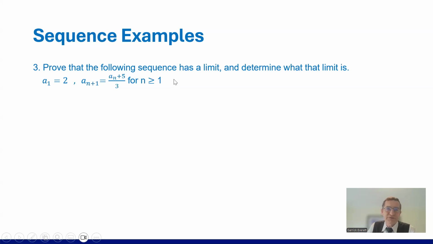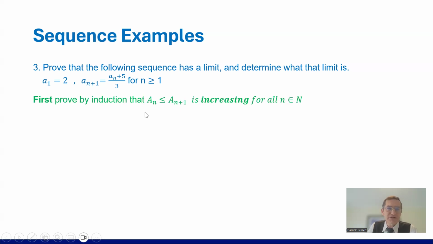Okay, so prove the following sequence has a limit and determine what that limit is. So A1 is 2 and A(n+1) is (A_n + 5)/3 for all n greater than or equal to 1. So this is the formula for the limit, and here's A1 and A(n+1). Paying attention that this is A(n+1), so it's adding on whatever was the one before it.